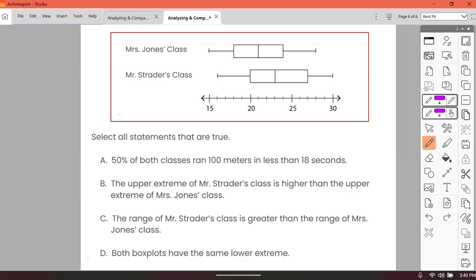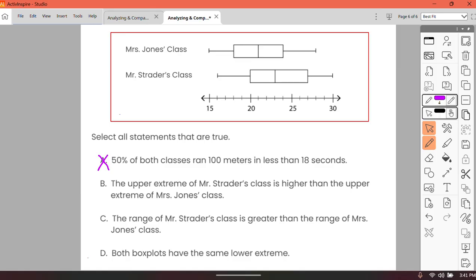Select all statements that are true. So that leads me to believe that there's going to be more than one that's true, but let's go through each one and figure it out. The first one says 50% of both classes ran 100 meters in less than 18 seconds. So 18 is right here. So let's extend that line. I know that this whisker is 25%, but did 50% run it in less than 18 seconds? No, and definitely not in Mr. Strader's class because that's not even a whole whisker. So this one is false.